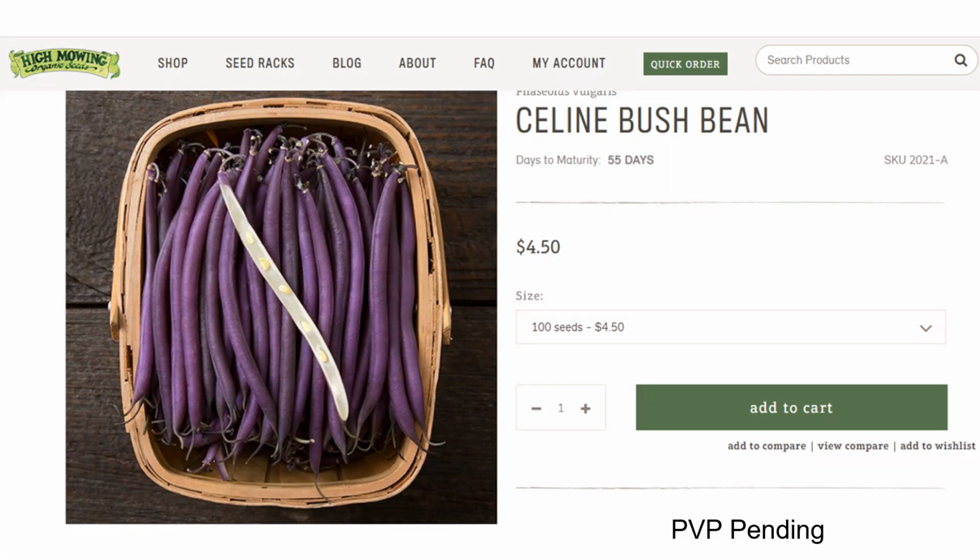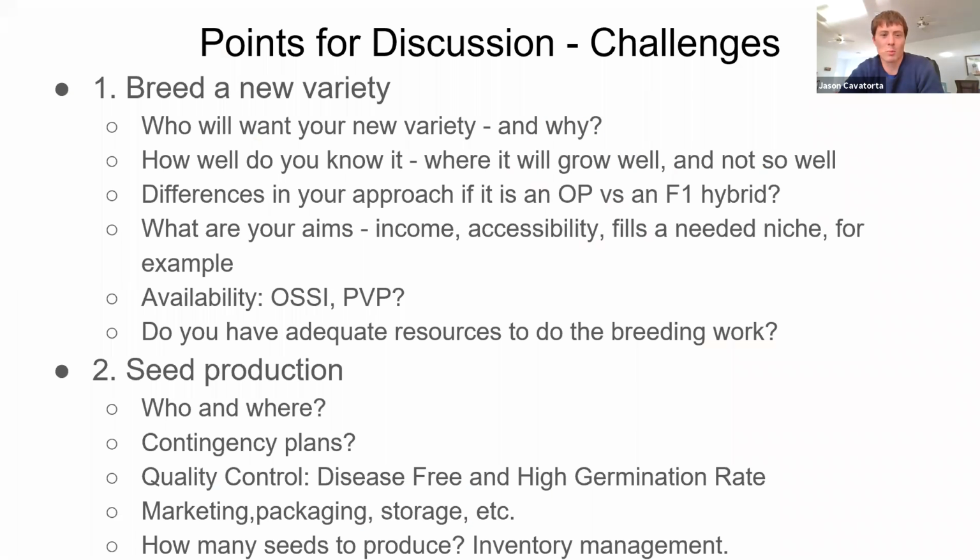Okay, thanks. Back to the presentation. Just to clarify, I misspoke before. This variety has a PVP on it, not a patent. If people want to breed with this variety, they can. If they want to save seed and replant it the next year in their garden, they can, but they cannot sell those seeds.